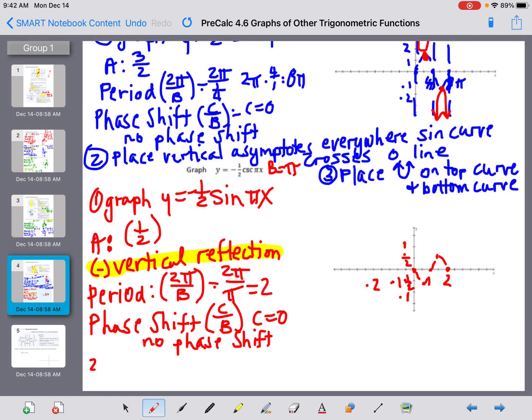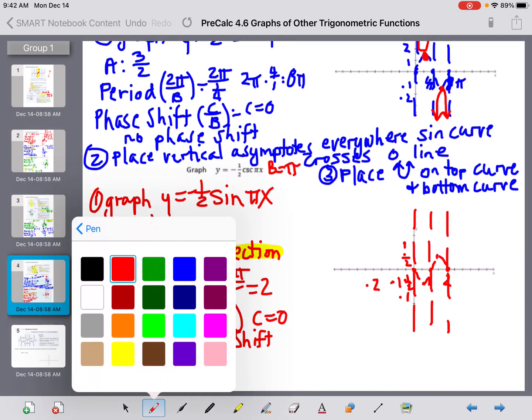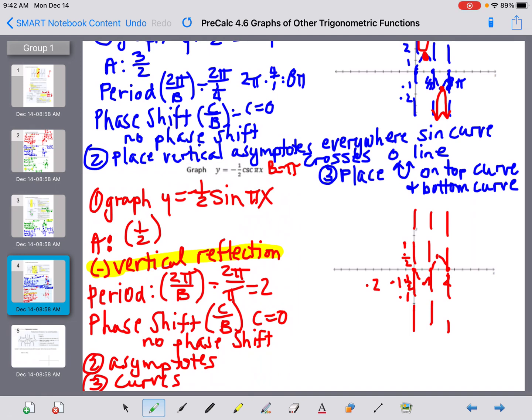Okay, so the next thing I'm going to do is asymptotes. I want an asymptote everywhere across the 0 line, because those would be my undefined terms. And now I want my curves. I'm going to switch colors here just so we can see it. So my actual graph this time has one down here that's going beneath. Because of that reflection, I end up with one down, and then one up.